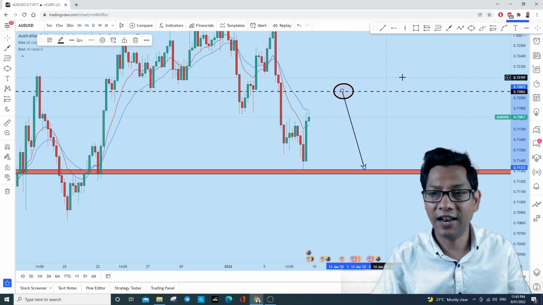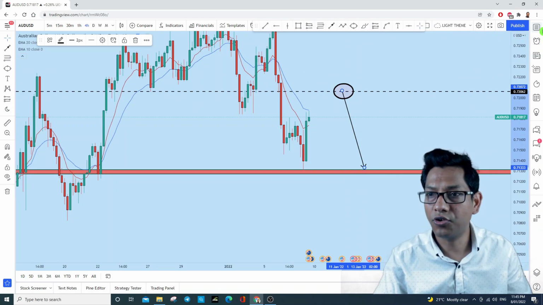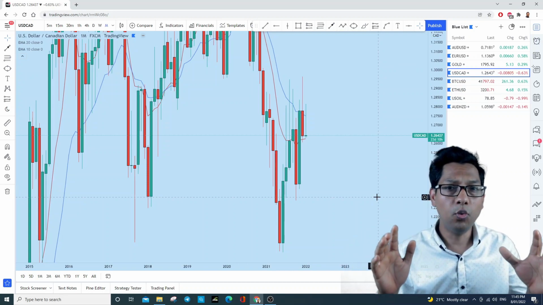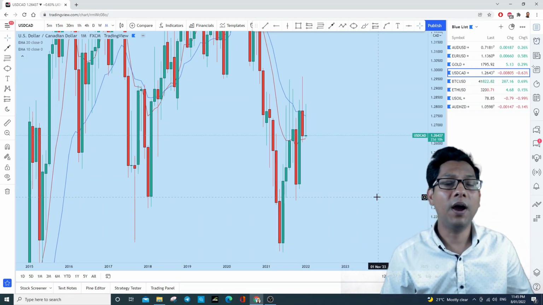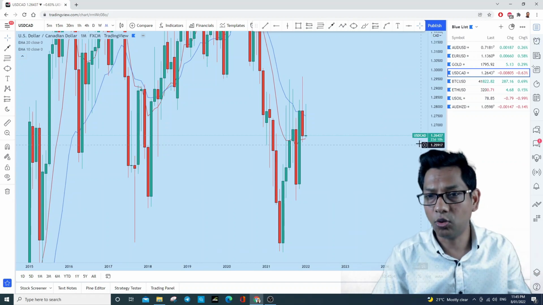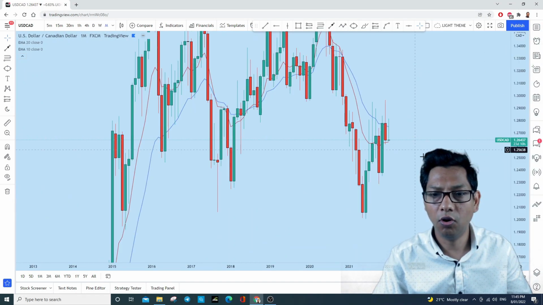Now let's see another currency pair that we will be looking to trade, USDCAD. Now in the new trading week, USDCAD can provide a very good trading opportunity. Now let's start with the higher time frame as usual, on the monthly.